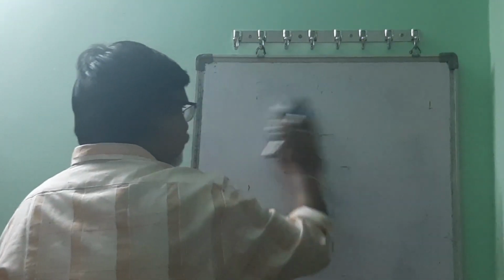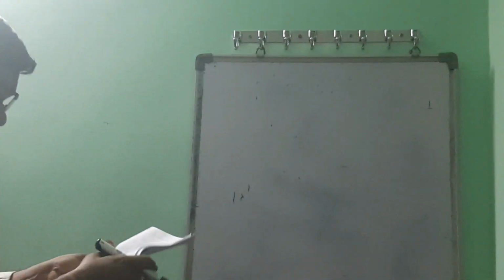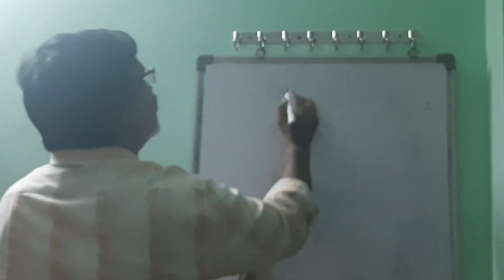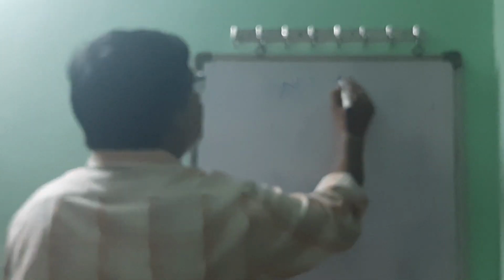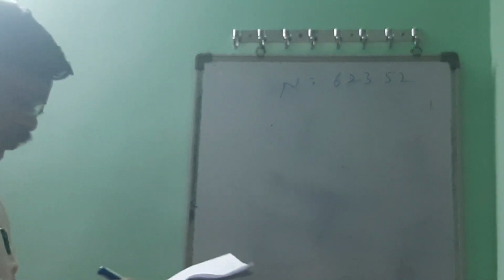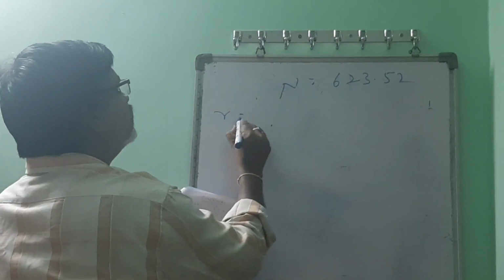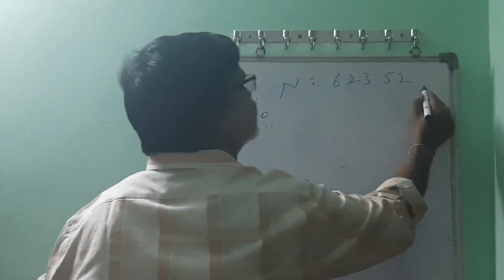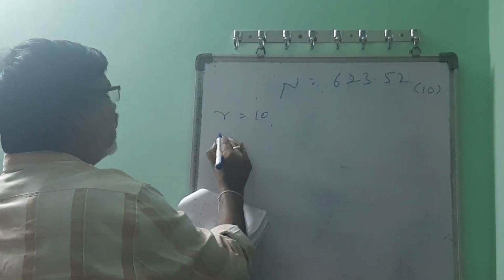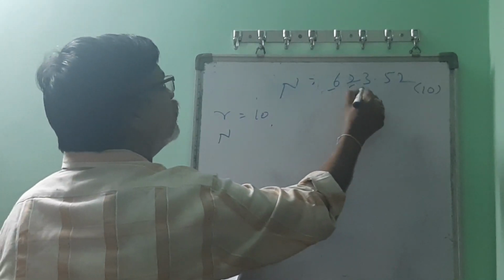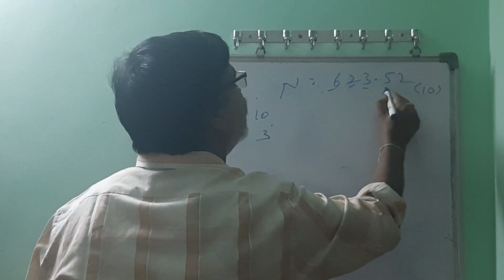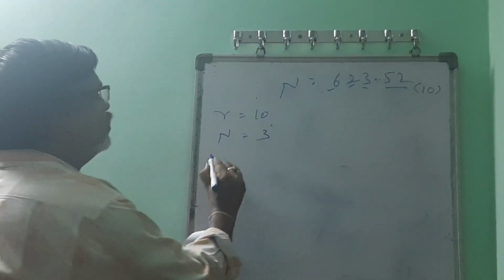How to calculate r's and r minus 1's complements for a fractional number. Take n as 623.52. Here r is equal to 10, as I told you, because it is a decimal number. Here n is 1, 2, 3, that is 3 digits, and after the decimal point you have two positions.